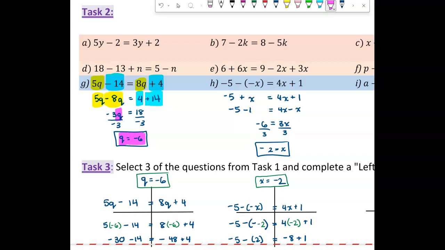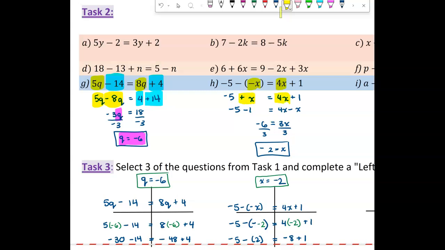Here's another example from H. Negative 5 minus negative x equals 4x plus 1. My variable terms are here and here, but before I start collecting them, remember the very first step is to try to get rid of brackets. So I'm going to get rid of this bracket first by applying that negative inwards. The negative inwards changes the sign, so it becomes a positive x. And so there are my variable terms.